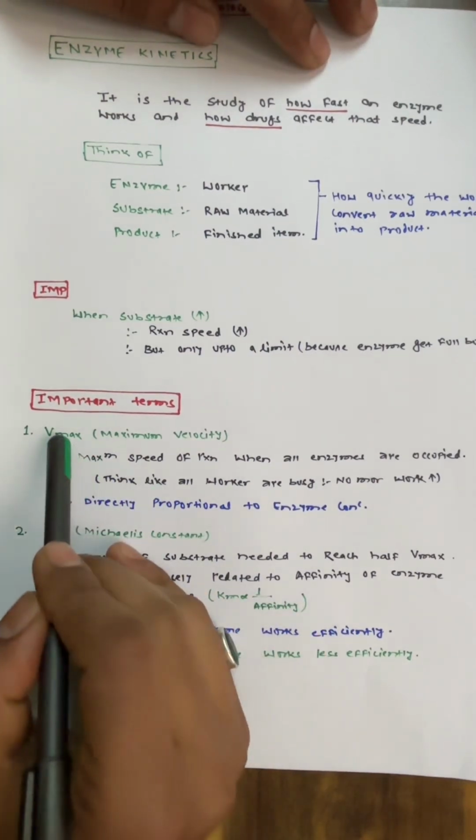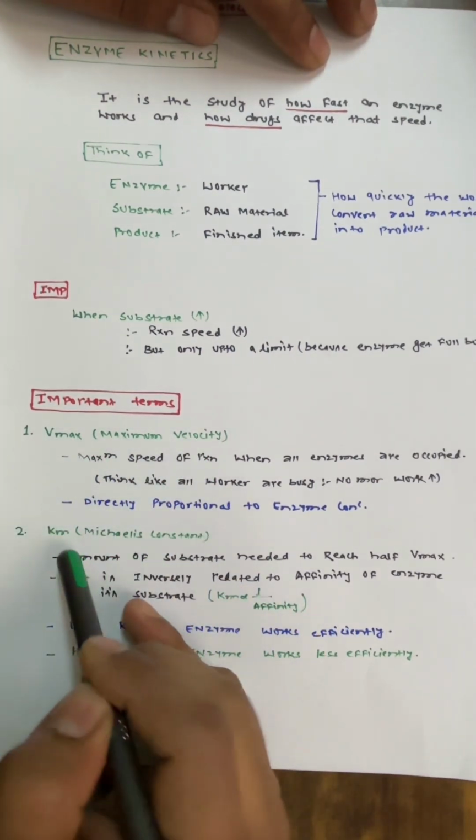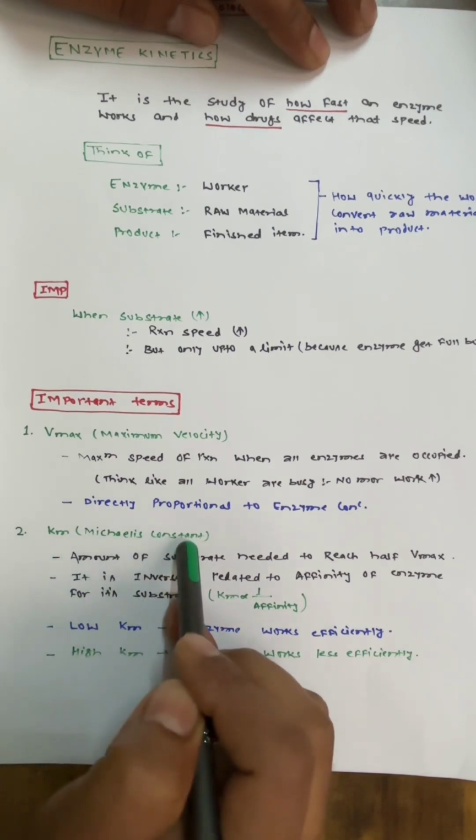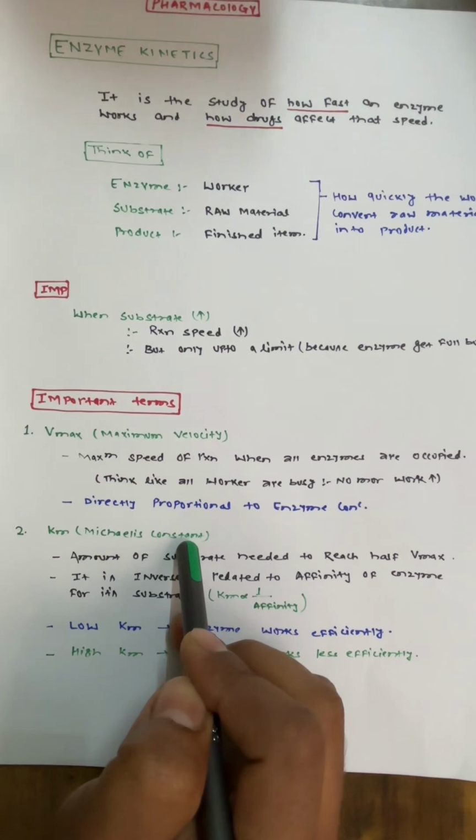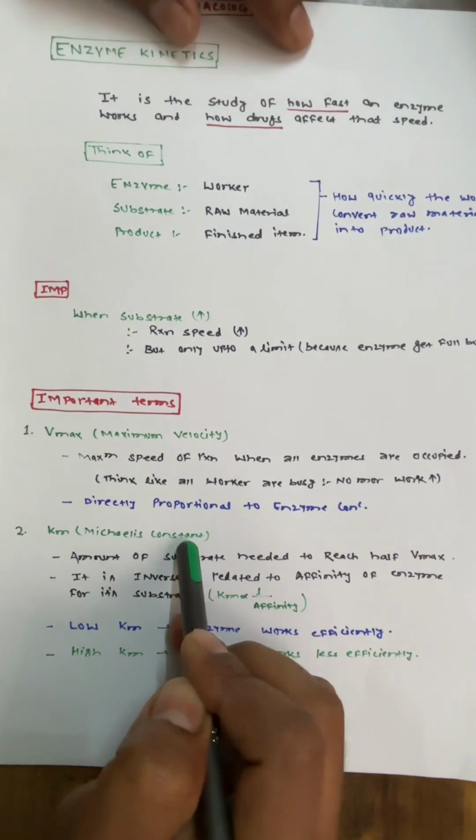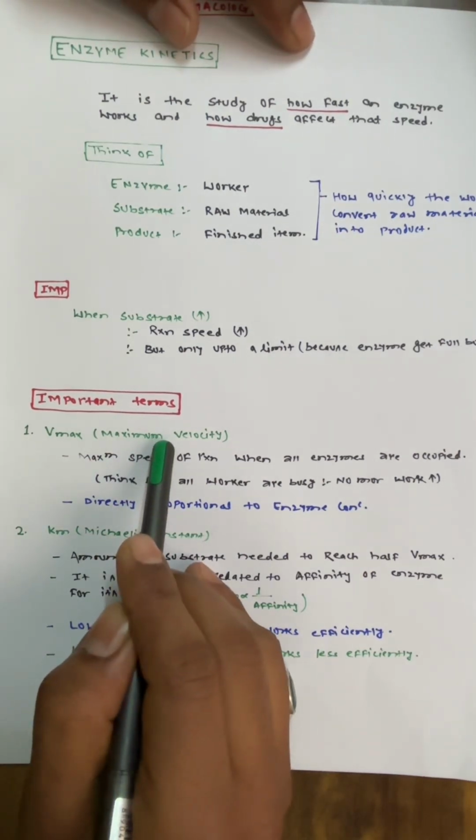Now we'll talk about some important terms: Vmax, the maximum velocity, and Km, the Michaelis constant. These two terms are very important from your exam point of view. So let's talk first about Vmax, the maximum velocity.